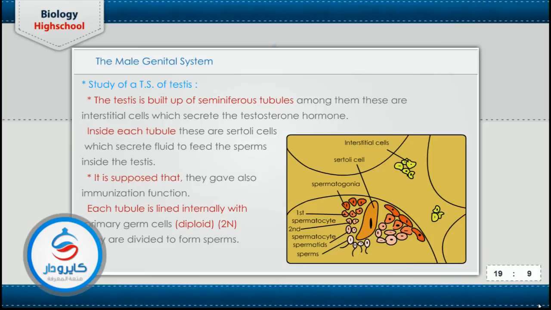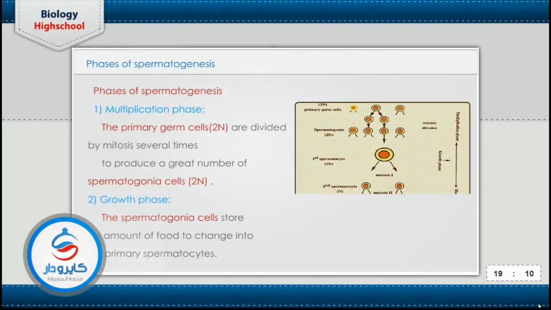But there are a number of Sertoli cells inside the seminiferous tubules. The Sertoli cells are responsible for the formation of the food that feeds the sperms, and the Sertoli cells also have an immunization function, to protect the sperms against any infection. That is the transverse section inside the seminiferous tubules that form the human testes.